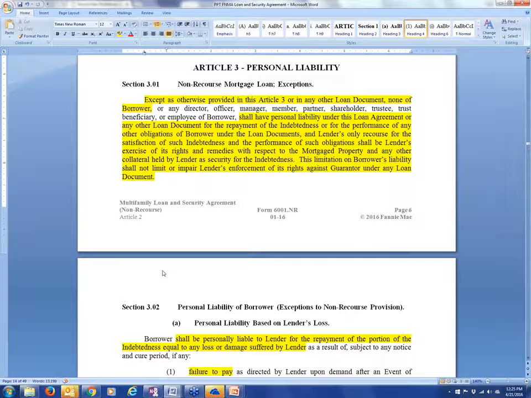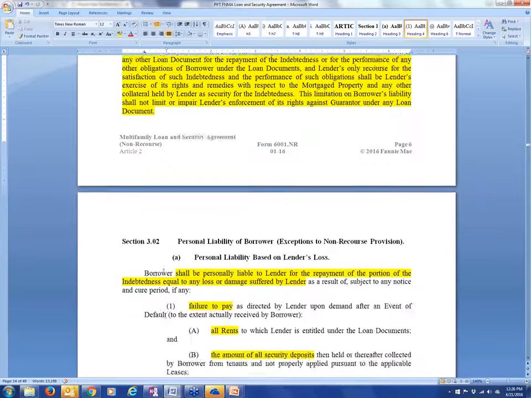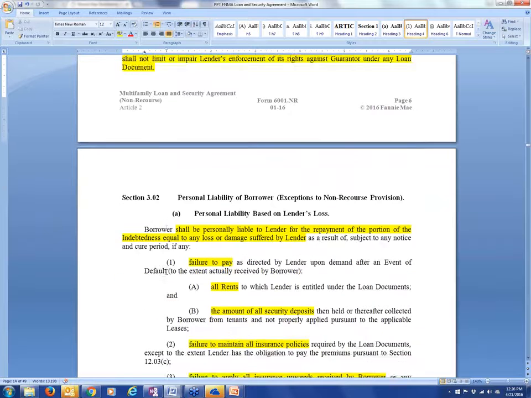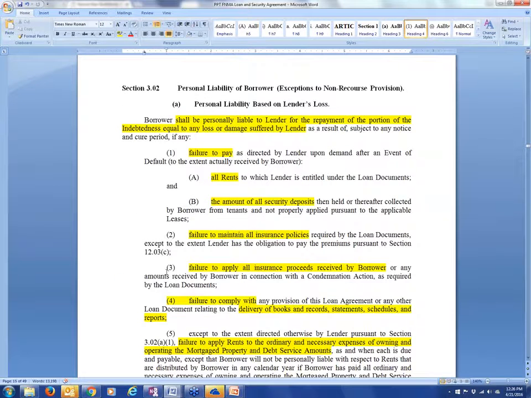But you know what? Truthfully, this is a partial non-recourse loan or a partial recourse loan. In other words, if you do certain things, you will owe us money. Well, what are those things? Well, we'll get to them in a moment. So, the borrower shall be, what are those things? Here they are, right here. They're all spelled out for you very, very nicely.